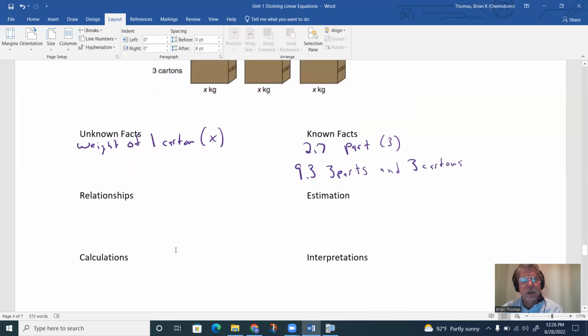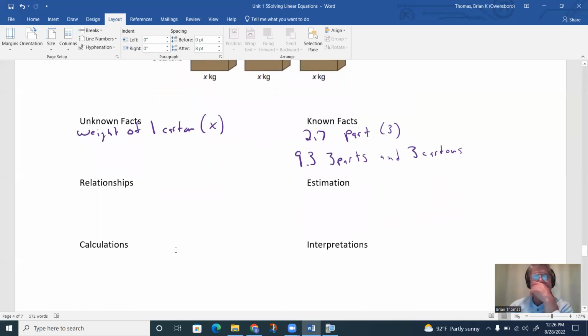So the relationship we're picking up on is, we have this total weight of 9.3. That means we have 2.7 plus 2.7 plus 2.7, like 3 2.7s, plus these 3 cartons, so it's going to be like 3 cartons. That's got to equal the total weight of 9.3. That's the kind of relationship I'm picking up on.